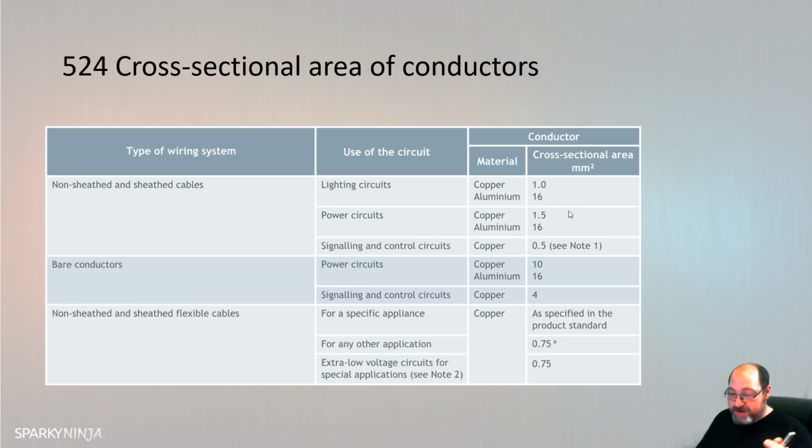524, cross-sectional area of conductors. It's a simple table. There is mention of neutral conductors actually. Before we look at this table, let's look at 524. We have neutrals. The neutral conductor, if any, shall have a cross-sectional area not less than that of the line in single-phase 2-wire circuits and in polyphase and single-phase 3-wire circuits where the size of the line is less than or equal to 16 mm² for copper or 25 for aluminium, or where it's required by 523.6.3.